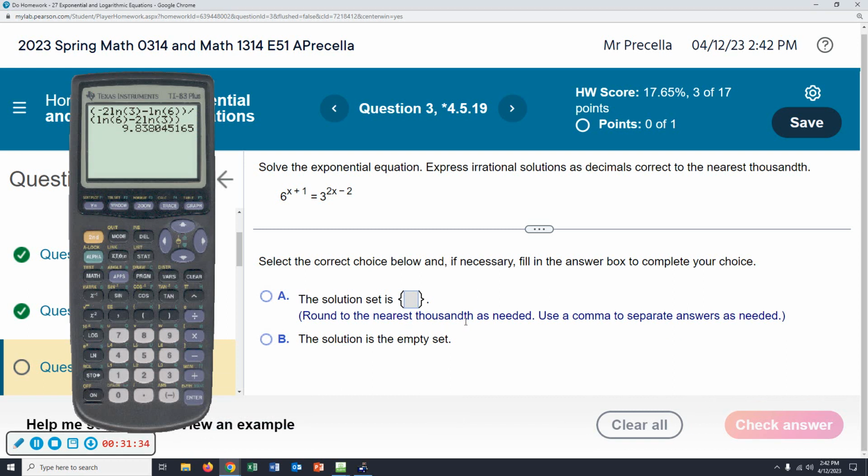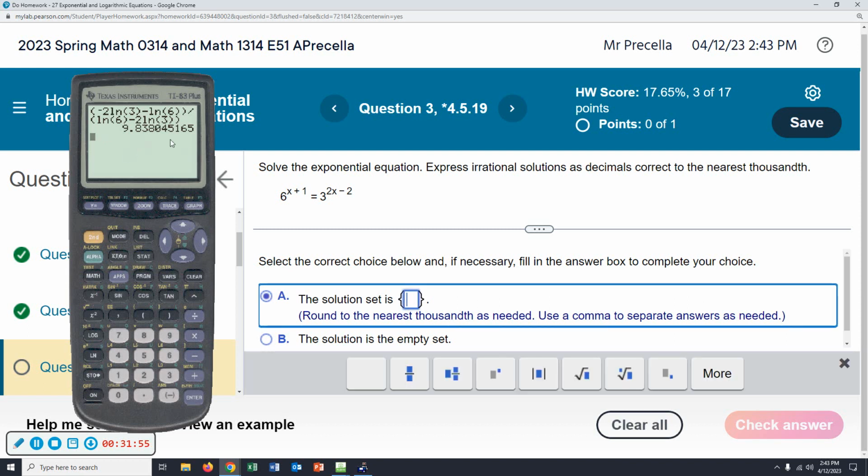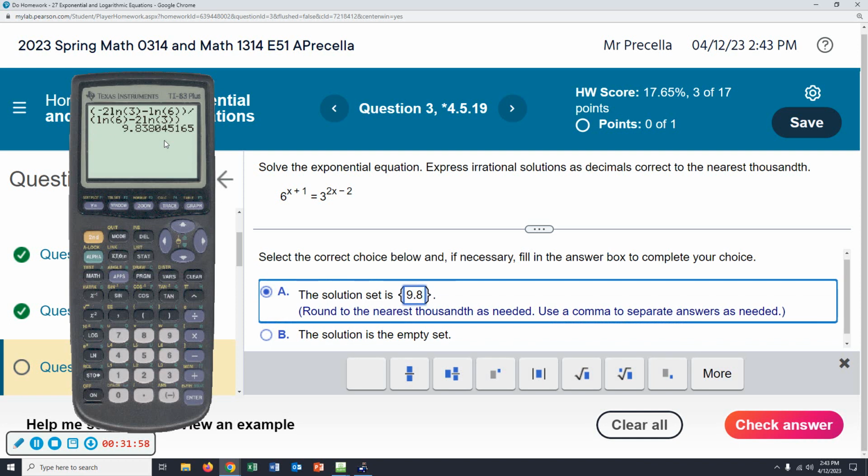Round to the nearest thousandth. How many decimal places is that? It doesn't say round to 3 digits, round to 4, it says nearest thousandth. Do y'all remember how place value works? Tenths, hundredths, thousandths. So they're saying round to 3 decimal places. The answer I have is 9.83. Is that 8 going to stay or go up? It stays an 8.